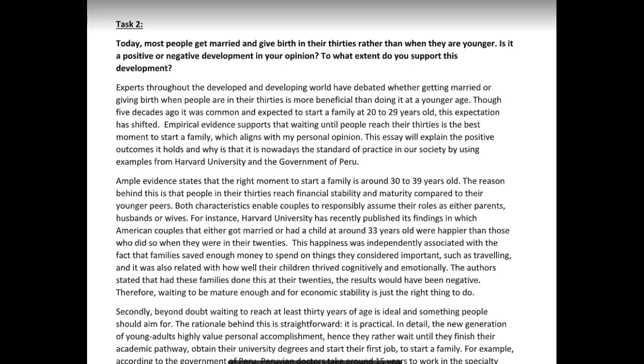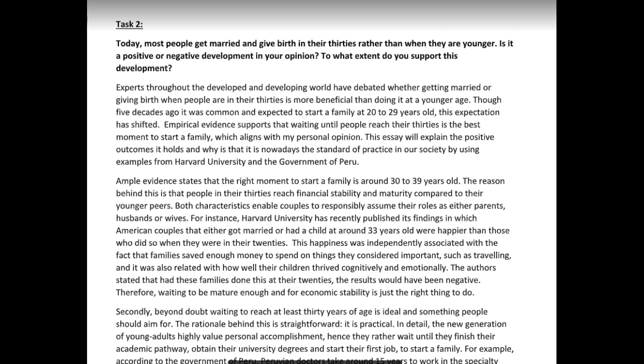Experts throughout the developed and developing world have debated whether getting married or giving birth when people are in their 30s is more beneficial than doing it at a younger age. Though 5 decades ago it was common and expected to start a family at 20 to 29 years old, this expectation has shifted. Empirical evidence supports that waiting until people reach their 30s is the best moment to start a family, which aligns with my personal opinion. Oh, that's nice. I like that, which aligns with my personal opinion.